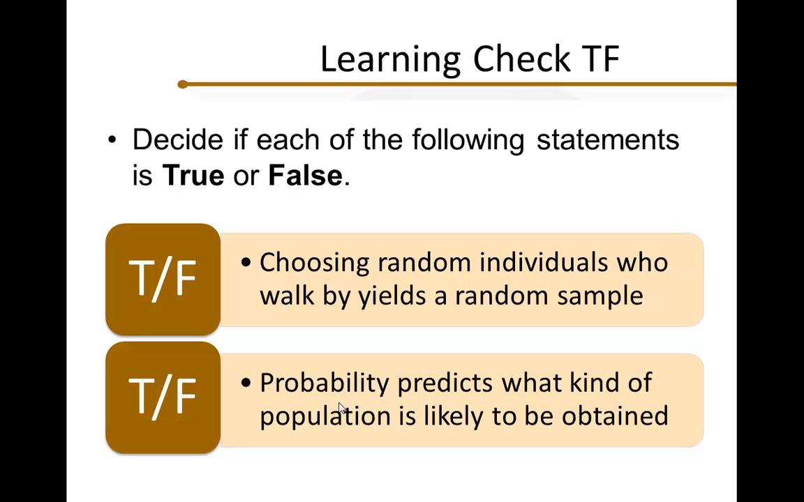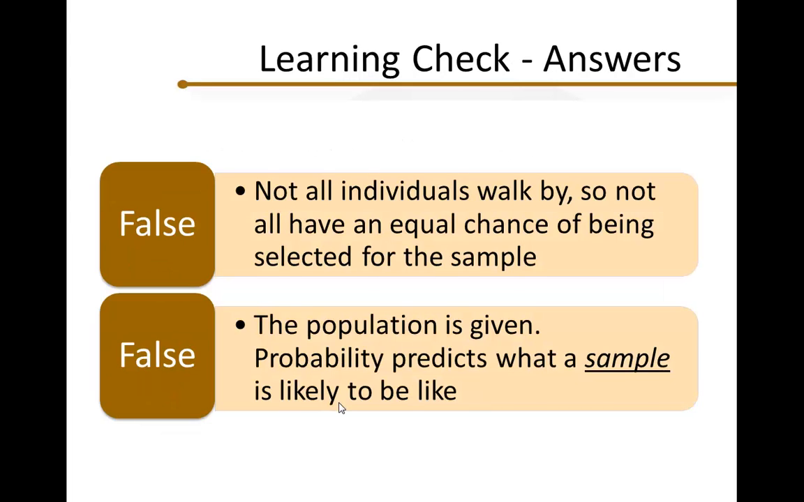All right, so true or false? Choosing a random individual who walks by yields a random sample. Second one, probability predicts what kind of population is likely to be obtained. These are both false. The first one, because not all individuals walk by, so not everyone has an equal chance of being selected. Some people are at work, some people don't hang out in that area, so it can't truly be a random sample. It's called a convenient sample if you're only grabbing people that walk by.